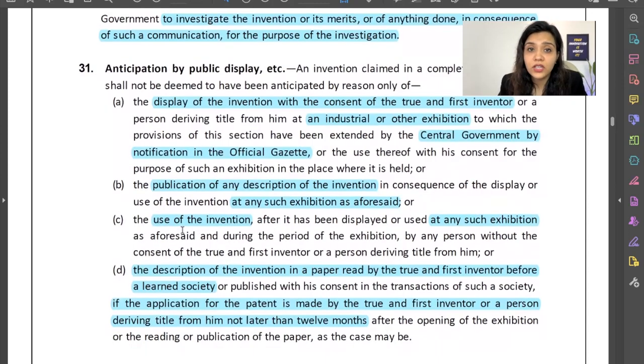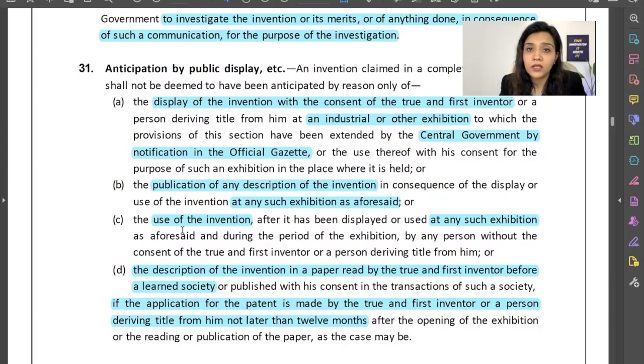Then we have section 31. Again, a very situation based question can come from this section. So this section again is very, very important. And it says an invention claimed in a complete specification shall not be deemed to have been anticipated by reason only of. So it also says that there is an exception to anticipation.